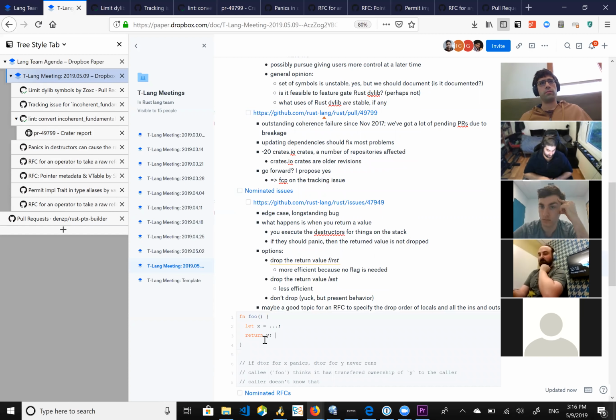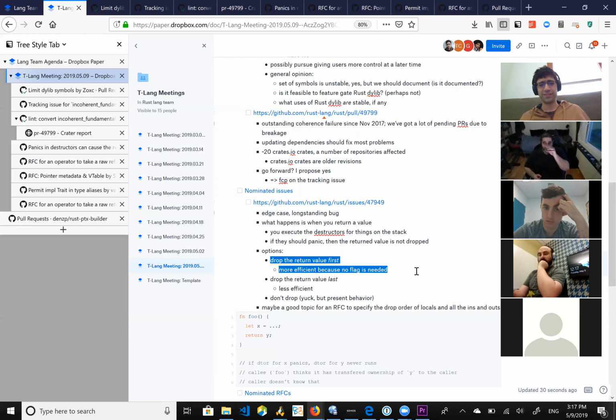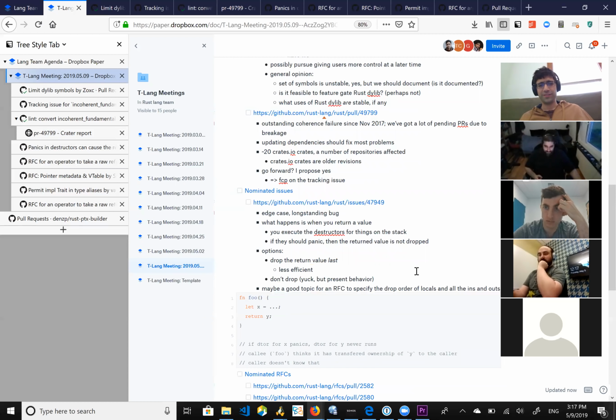Oh, wait, we can't do that. Because you have to run X's destructor to know that it panics, to know that you have to run Y's destructor. Because if X's destructor doesn't panic, then you don't want to destruct Y because it's getting returned, right? So in fact, there is only really one choice. It either drops last or not at all.